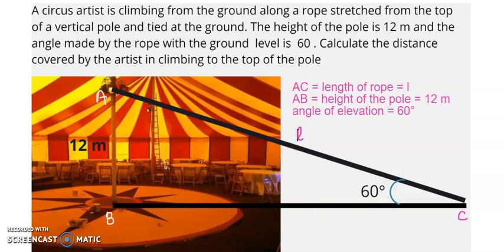Sorry, 60 degree, right? So this is 60 degree, and it's given that we have labeled AC as the length of the rope as L, AB is the height of the pole, which is 12 meters, and angle of elevation is 60. So if you can see here, this is the opposite side and this is the hypotenuse that we need to find. So which rule do you think we'll be using here? Opposite upon hypotenuse. Yes, it's a sine theta.